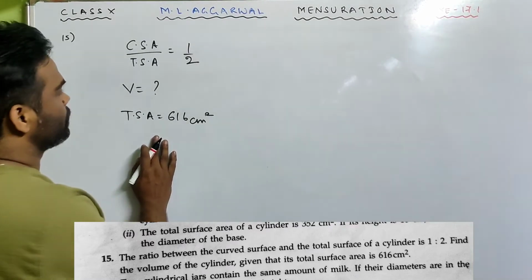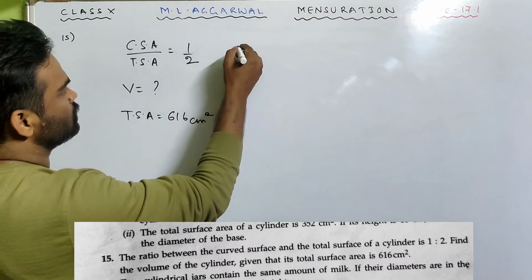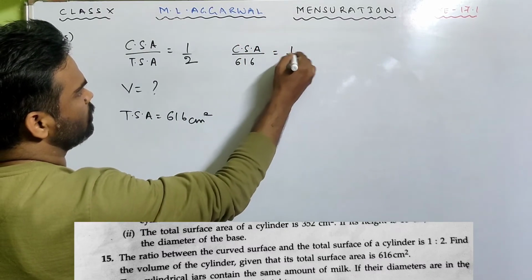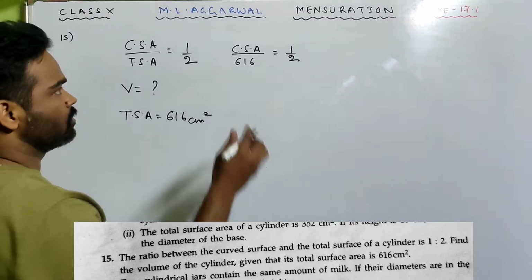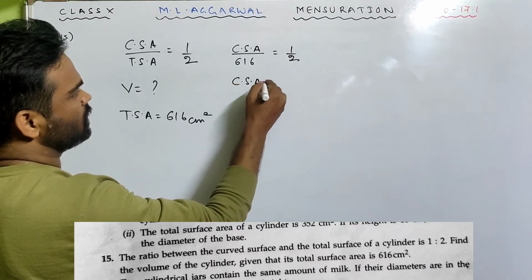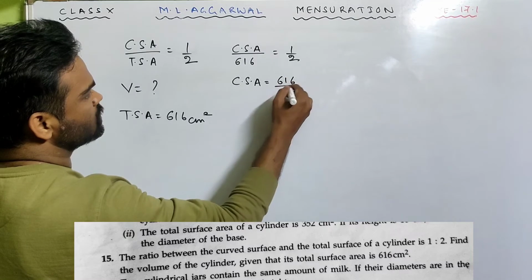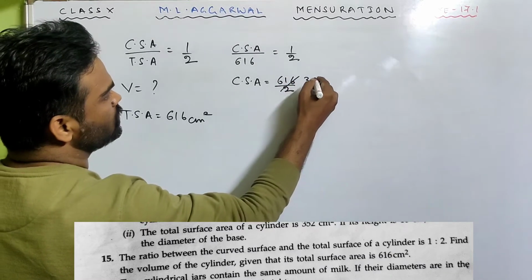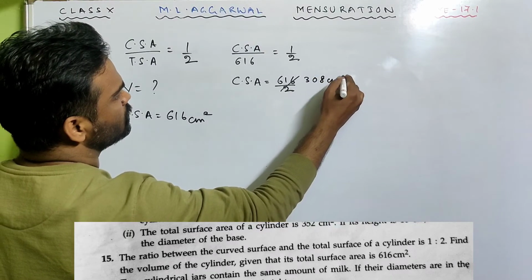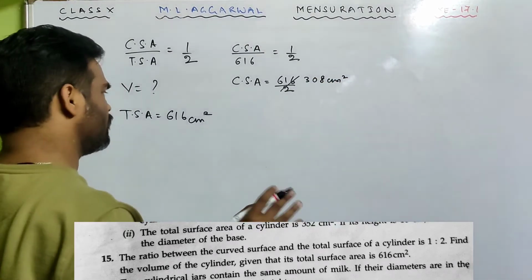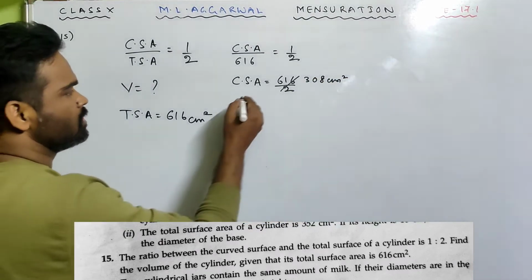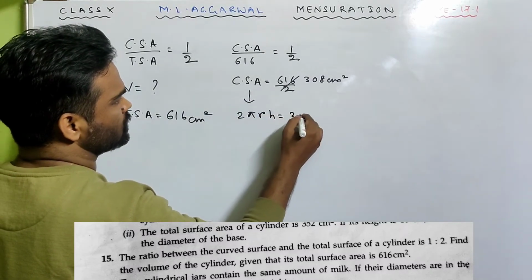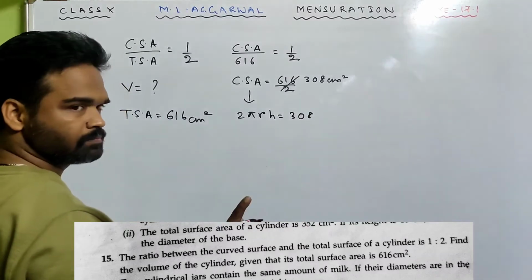Look carefully. Now, just put it over here. So CSA by 616 is 1/2. Yes or no? So CSA is 616 by 2, which is 308 centimeter square. Try to understand what is given to us. CSA is what? 2 pi RH. This is given to us as 308.